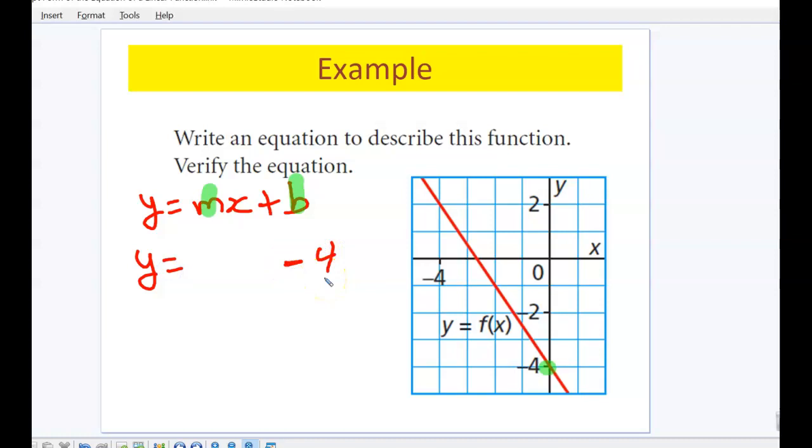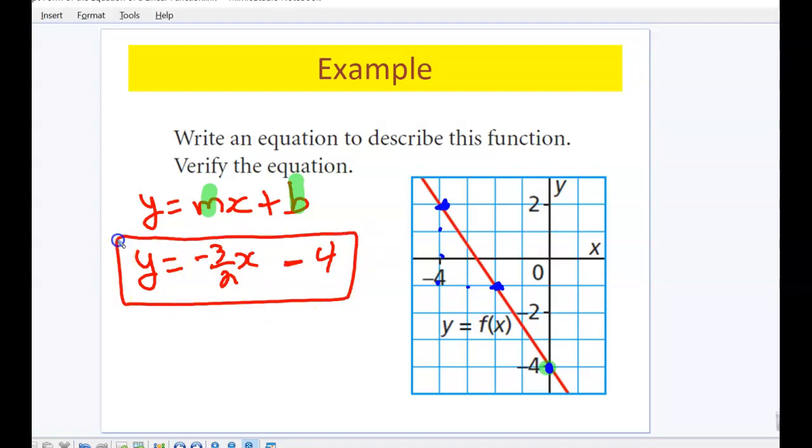So now I need to calculate the slope. There's a couple ways you can calculate the slope. You could go from this point to this point, or from this point to that point. And if we do that, I'm going down 1, 2, 3, and I'm going over 2. So my slope is going to be -3 over 2x, and my y-intercept is -4. So my equation in this case is y equals -3 over 2x minus 4.